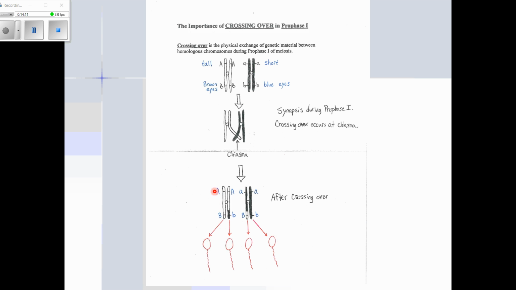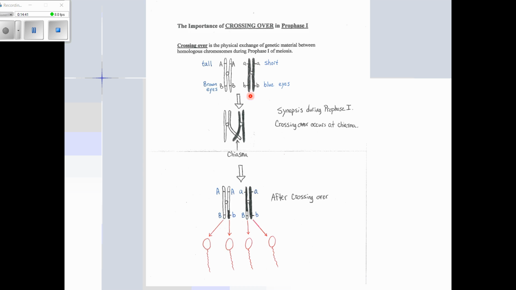This is tall with brown eyes, so I could pass that down to my kids. This is tall with blue eyes. I could pass that to my kids. Short with brown eyes, short with blue eyes. So there's 4 different combinations that I could pass down to my kids. Before crossing over, I only had 2 combinations, either big A, big B, or little a, little b. So that's the importance of crossing over.